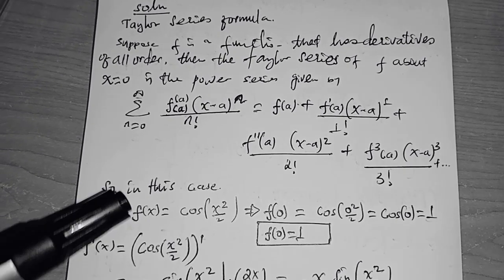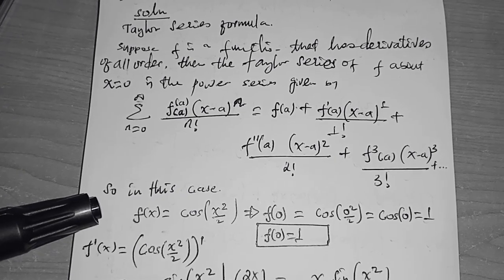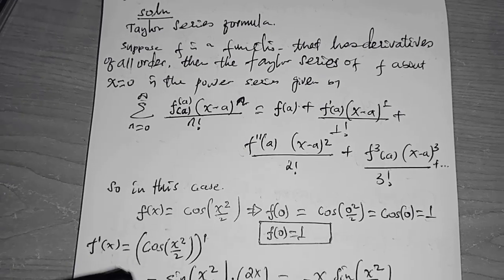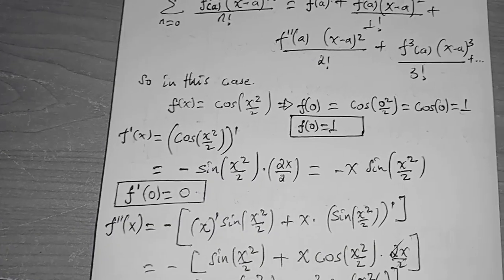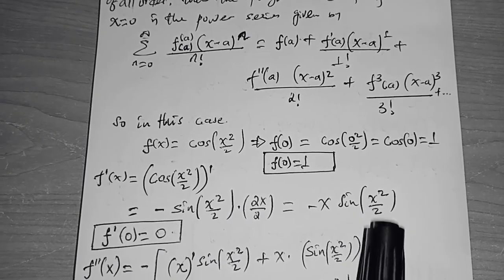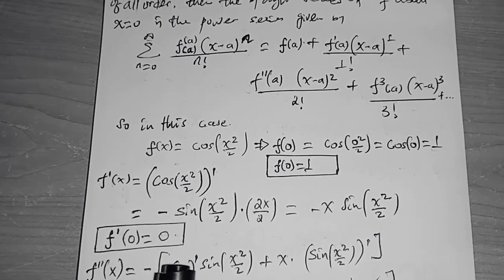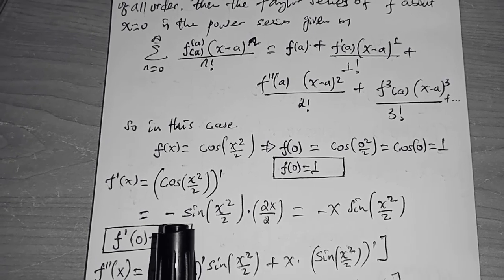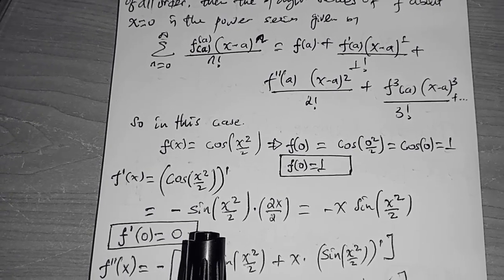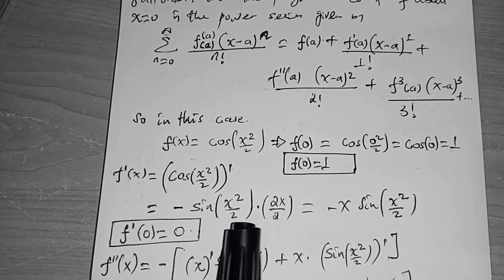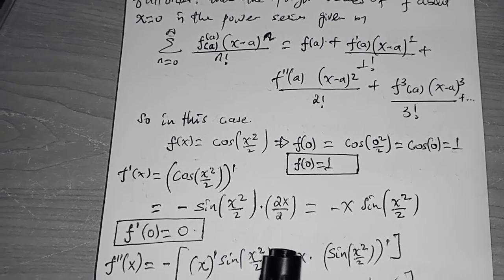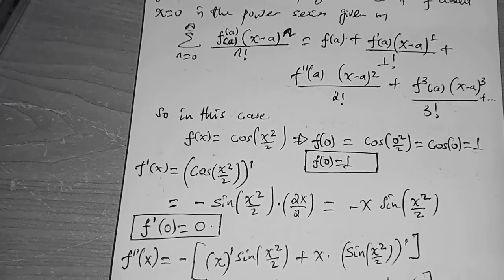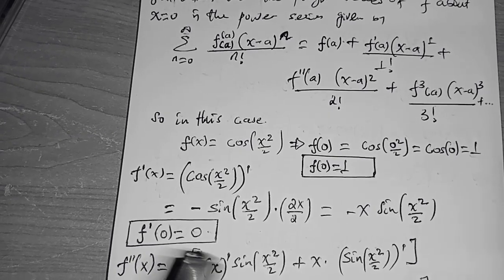Now we have to differentiate this function. The derivative of cos of x squared over 2 gives us negative x sine of x squared over 2. Since the derivative of cos x is negative sine x, we get negative sine of x squared over 2, and again we have to differentiate the internal function, which gives 2x over 2. Then 2 is cancelled out by 2, so we get negative x sine of x squared over 2. Now if we substitute 0, f derivative of 0 is equal to 0.